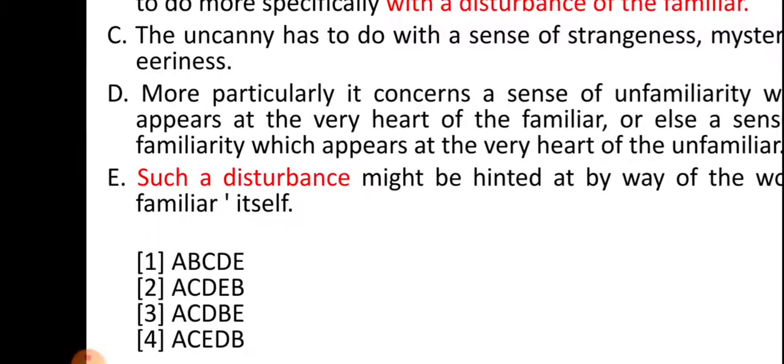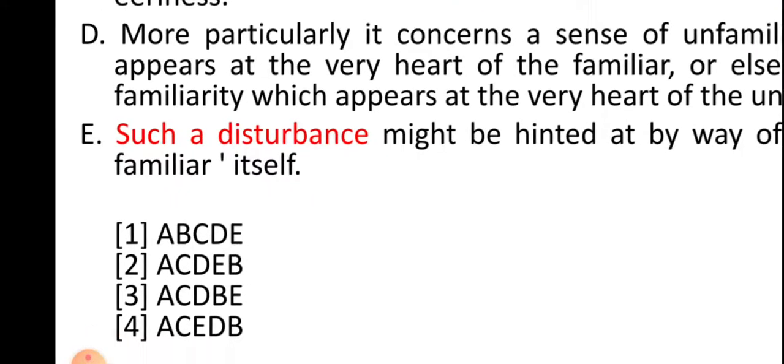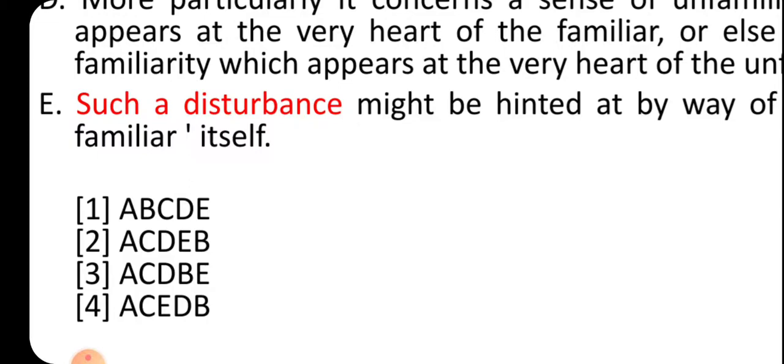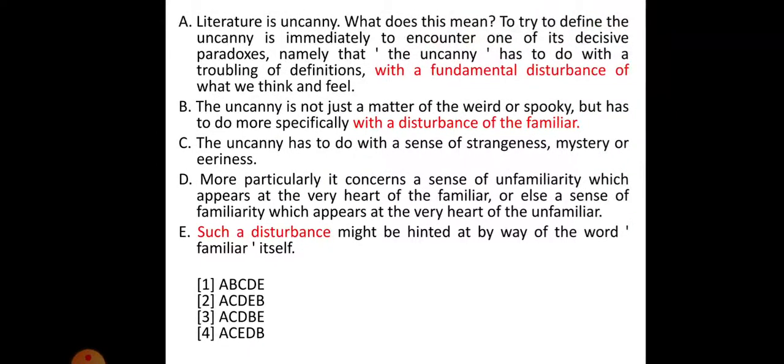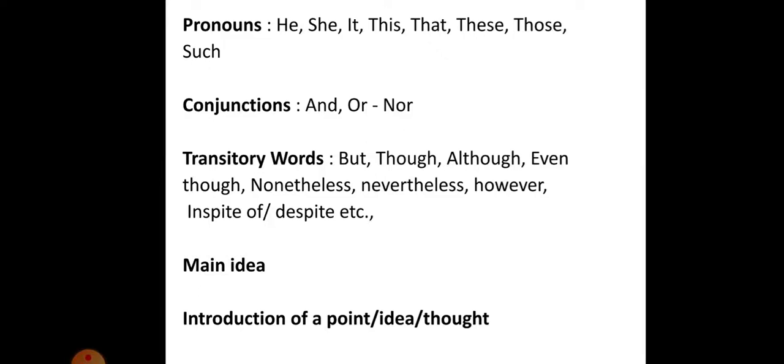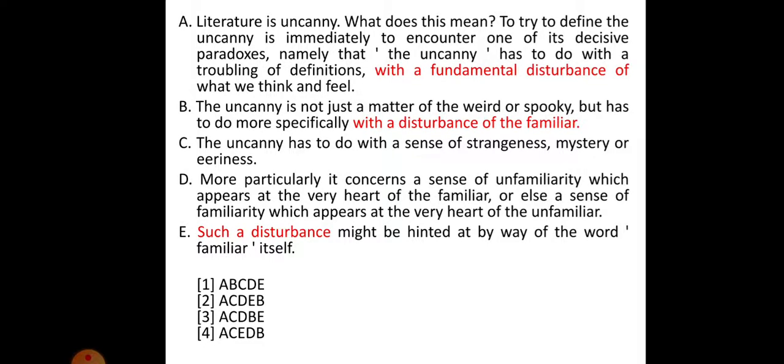Now look at option 1. E is preceded by D. That means before E there is D, so it cannot be the answer. Look at all these options, and in option 3 there is B before E. So that is the correct answer. Done. Simple technique. That's why I always tell you to concentrate on these 3 things: pronouns, conjunctions, and transitory words. They help you a lot. So this is a simple technique. Apply this technique and solve the questions.